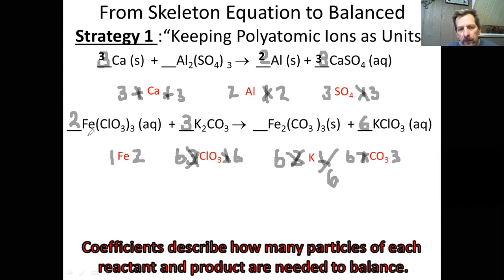Just pay attention to what this just did to the iron. There was 1 iron on the left side, as we indicated in our inventory. That 1's no longer valid because we just doubled that amount. Oh, look at that. 2 iron, 6 ClO3s, 6 Ks, 6 CO3s. Our inventory is now balanced. Our coefficients to get the balanced equation: 2, 3, 1, and 6. So 2, 3, 1, 6 creates the balanced equation for this particular skeleton equation.